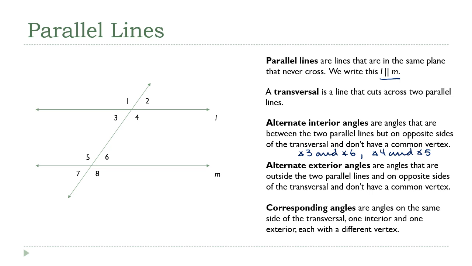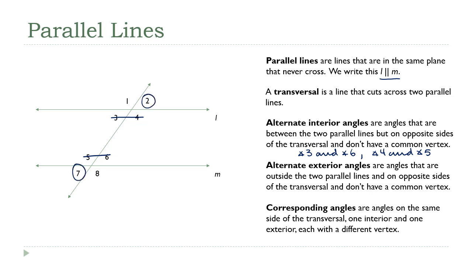The next one is alternate exterior angles. So these are angles that are on the outside of the two parallel lines. We're kind of going the other way this time. So we're going to rule out 3 and 4 and 5 and 6. They're outside the two parallel lines, on opposite sides of the transversal, and don't have a common vertex. So again, that rules out 1 and 2 and 7 and 8 because while they are outside, they have that common vertex. But it does allow 2 and 7.